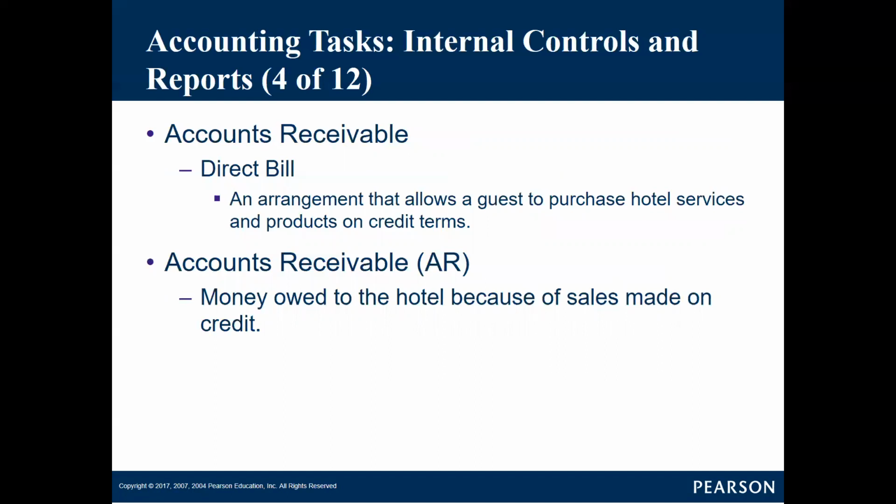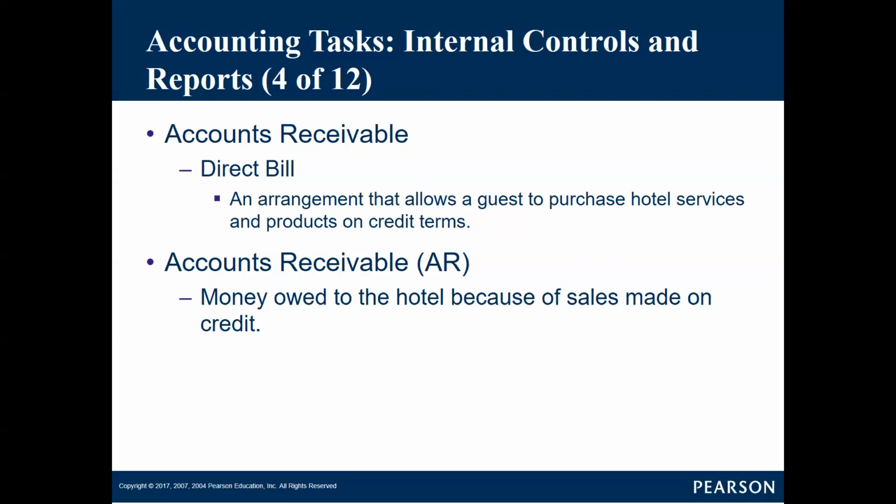Accounts receivable, so direct billing. What is direct billing? It's an arrangement that allows a guest to purchase hotel services and products on credit terms. So guests or groups who are seeking credit would complete a direct bill application. If you look in your text, it's under figure 6.3. When a hotel extends credit to guests, the dollar amount of outstanding charges owed to the hotel by these guests is called the hotel's accounts receivable. Accounts receivable is the money owed to the hotel because of sales made on credit, right?